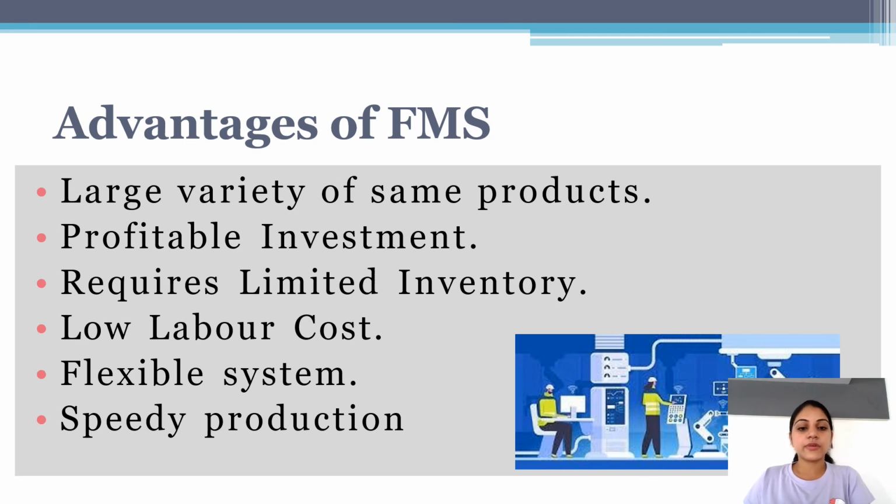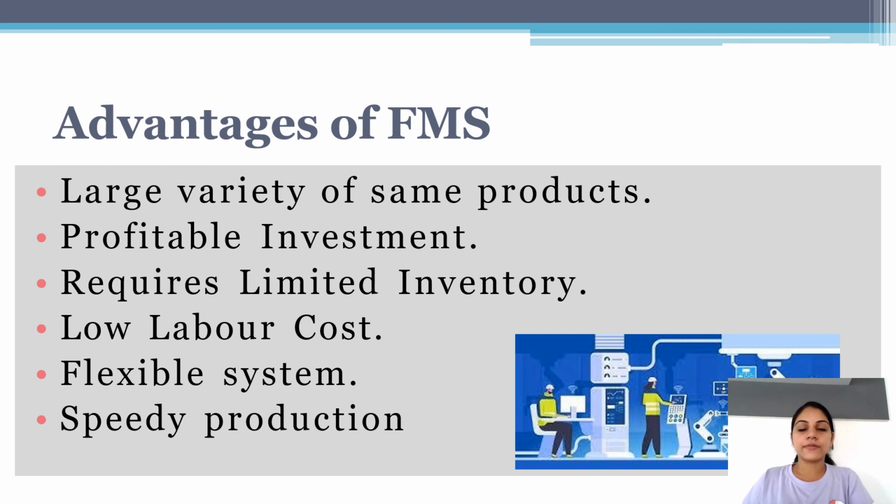So next are required limited inventory, low labor cost, flexible system and speedy production. Low labor cost means that we don't need many people to operate this manufacturing system. It will only require skilled people. So basically it's a low labor cost, and at the same time it's speedy production. As it's machine-oriented production, all the work will be done in a systematic manner, and everything will be arranged in a systematic manner. So there will be speedy production happening using FMS.